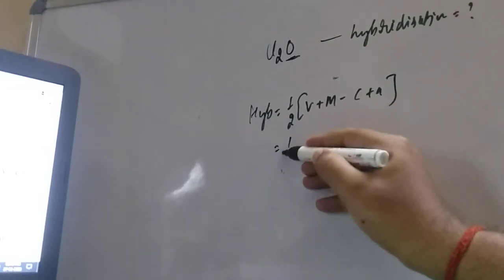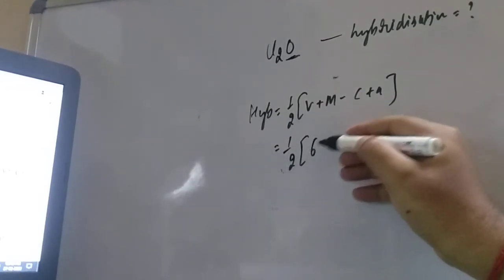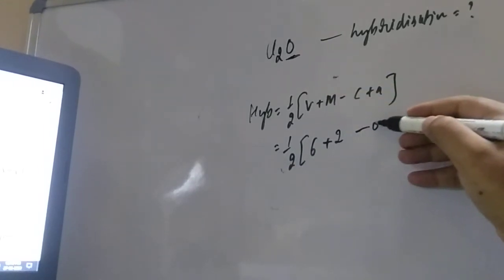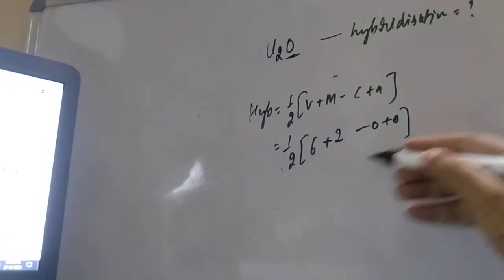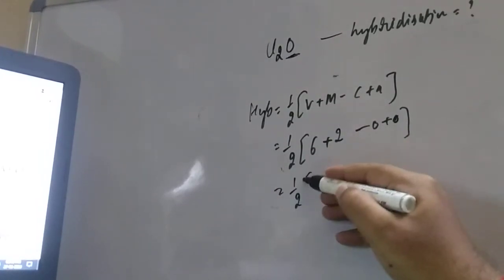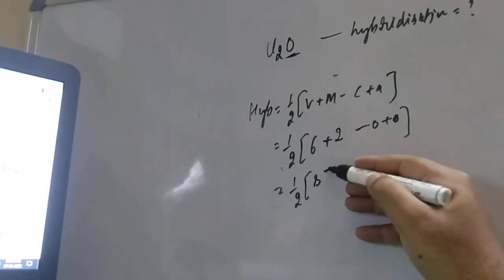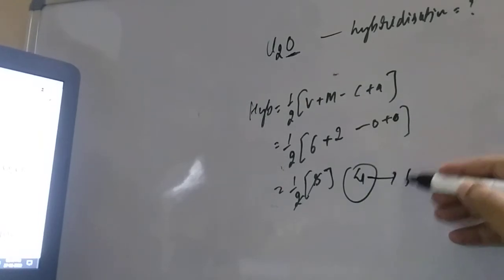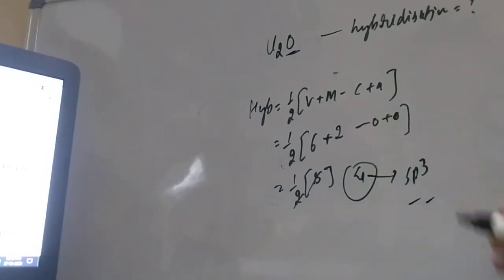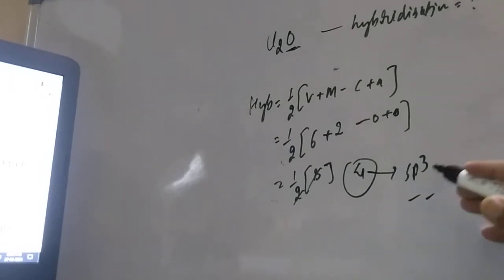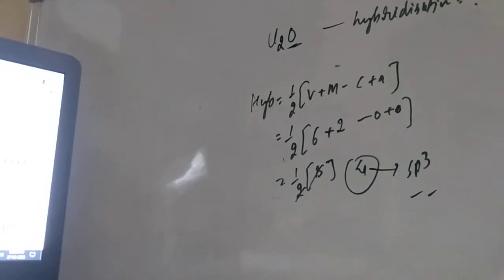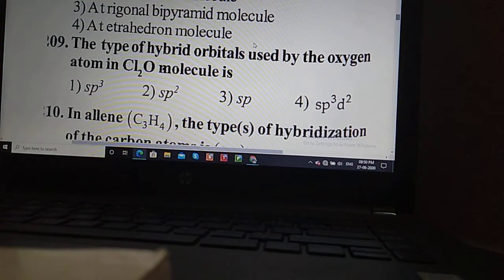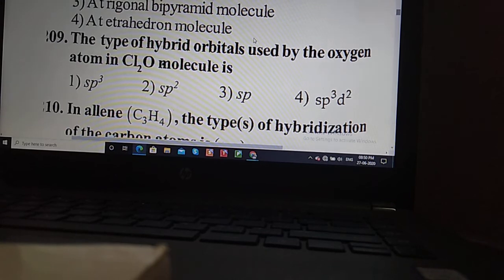So here it is 1/2, student. The number of valence electrons is 6 plus the number of monovalent atoms. Chlorine is monovalent, that is 2. Cation is 0, plus anion is 0. Now it is 1/2 of 8. So 4 is coming, student, sp3 hybridization. sp3 is 1s 3p, that means a total of 4 orbitals. Now check with the options. Option 1 is sp3. The correct option is option number 1, sp3 hybridization.